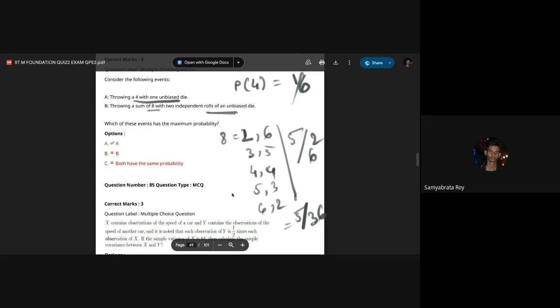So probability of A is 1 by 6. Probability of B is 5 by 36. Which one is higher? A, sir. A is higher. So which event has maximum probability? A. Sir, I believe there is one question before this one, I guess.